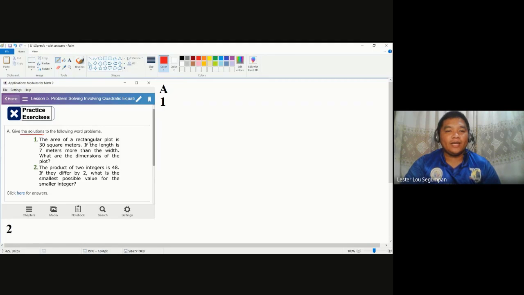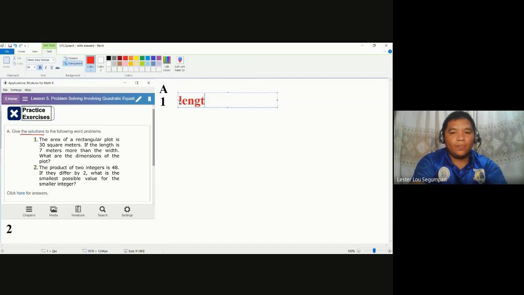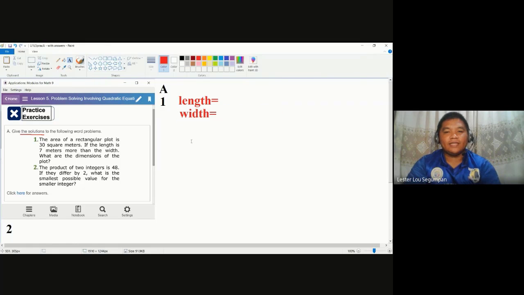Okay. So we are asked about the dimensions of the plot. Similar to your elementary procedures, we are asked about what is the length. Let me write it here. What is the length and what is our width? Because if we talk about dimensions, we're asking about the measurement of the length and the width. Let me move it here.